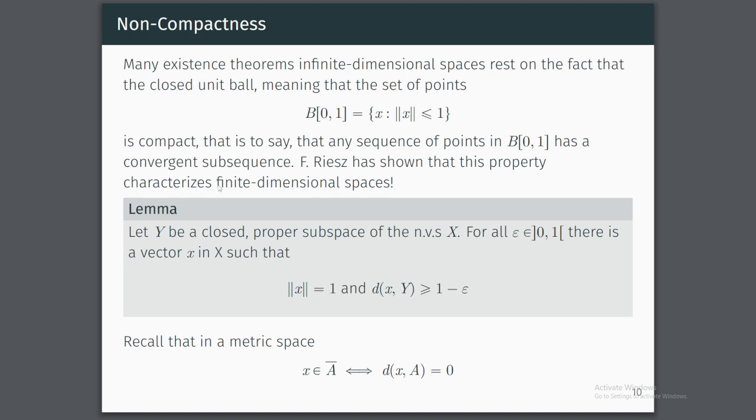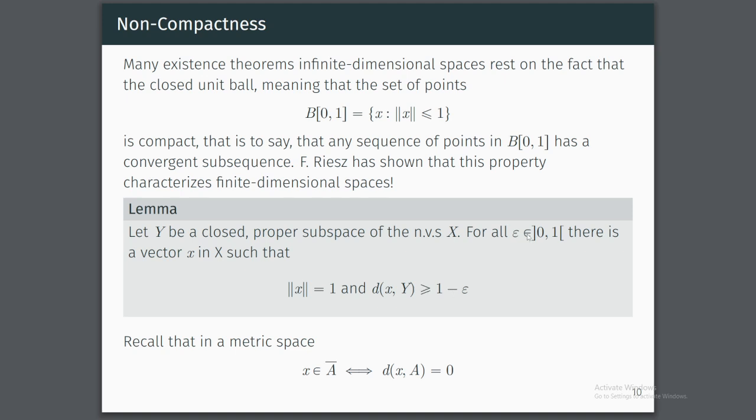Okay, so here's what we're gonna do. We're gonna prove a lemma, and this lemma is gonna help us prove that the unit ball in infinite dimension is never compact. In fact, the unit ball is only compact when the space is finite dimensional. Okay, so if Y is a closed proper subspace, then for every epsilon in (0, 1), you can find a vector x so that x is a unit vector, and the distance between x and Y, remember this is the infimum of the distance between x and y, where y is in big Y, is greater than 1 minus epsilon.